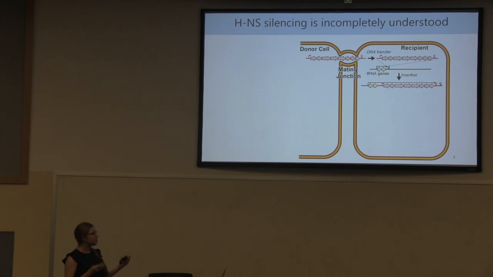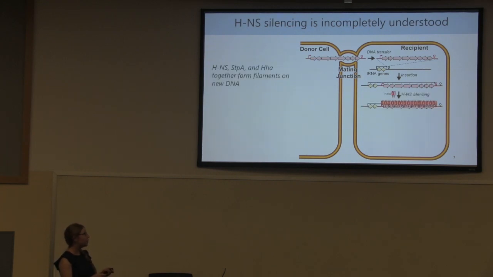And so now the recipient bacteria has picked up some new genetic material, but it wants to mitigate those risks, right? So it needs to make sure that it wants to express this DNA before it decides that it wants to keep it. And so to uptake this DNA, the bacteria have this protein H-NS, which can bind to this newly acquired DNA, and through protein-protein interactions can coat all of this DNA to form filaments. And H-NS can work with these other proteins that I mentioned, StpA and Hha, to form these filaments.